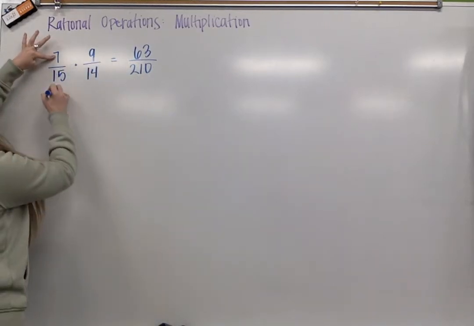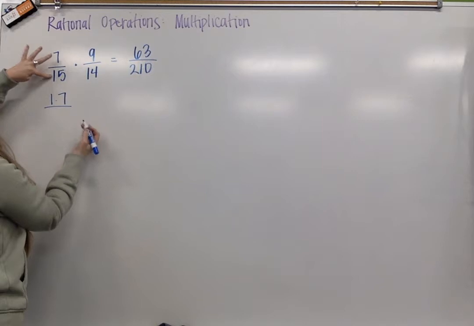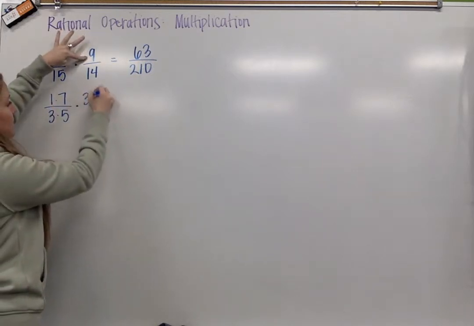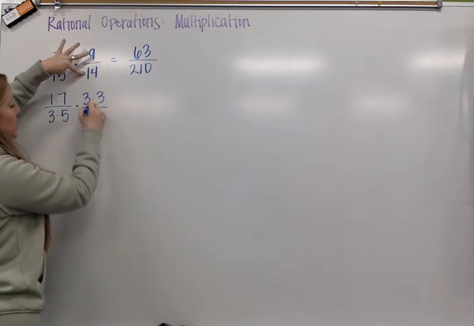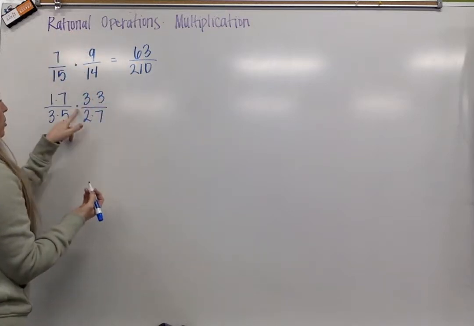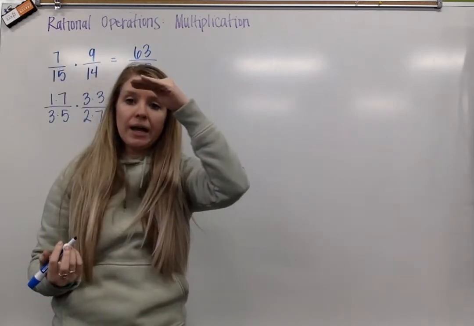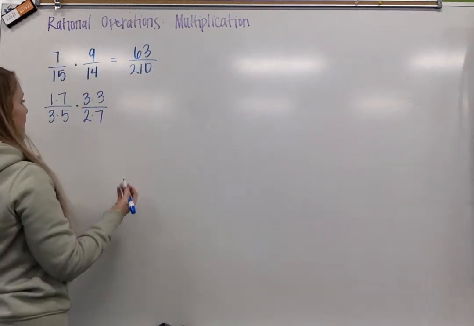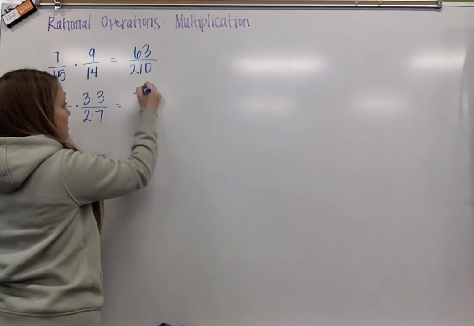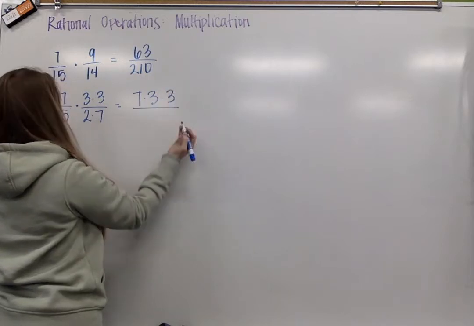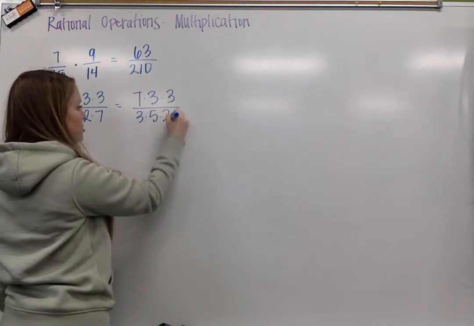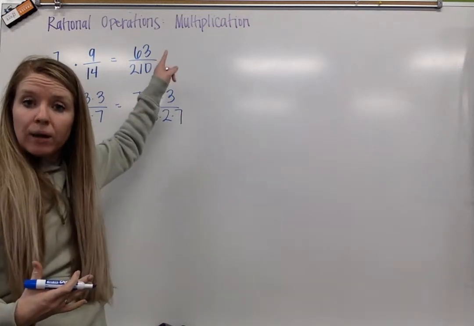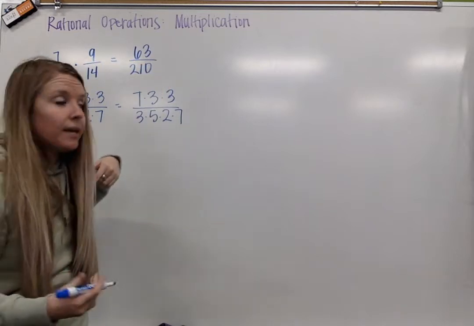So we know 7, that's 1 times 7. 15, that is 3 times 5. 9 is 3 times 3. And 14 is 2 times 7. Well, if we're multiplying fractions, we multiply numerators to numerators, denominators to denominators. So we're just going to multiply straight across, which ends up giving me 7 times 3 times 3 divided by 3 times 5 times 2 times 7. Now we can see what they have in common, but we don't have these larger numbers like 63 and 210.